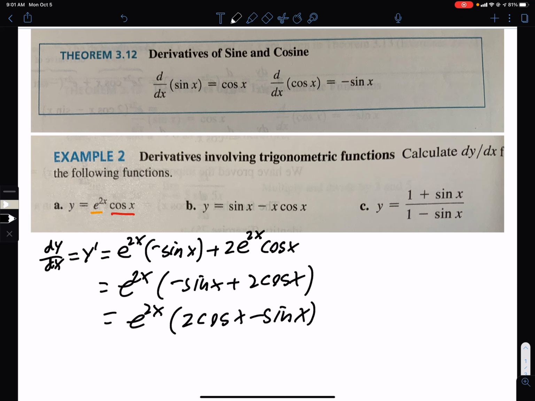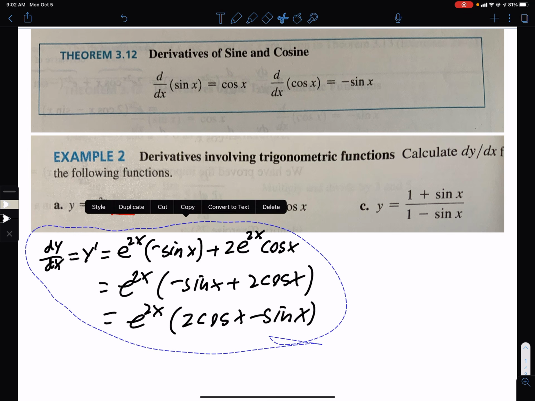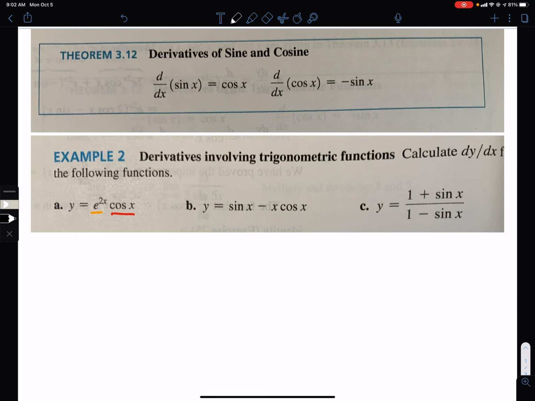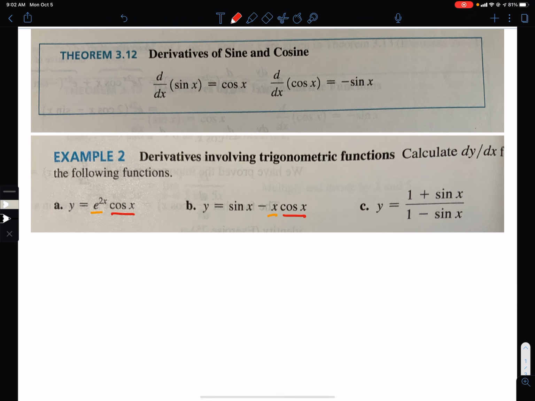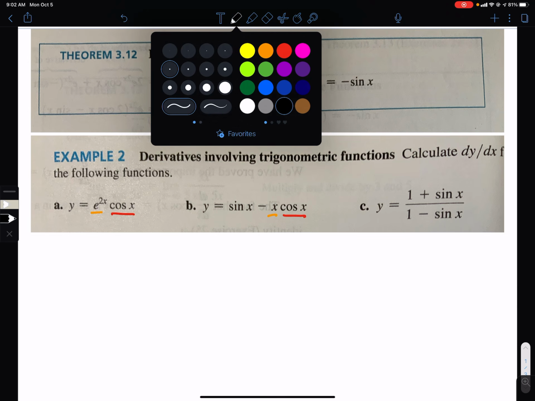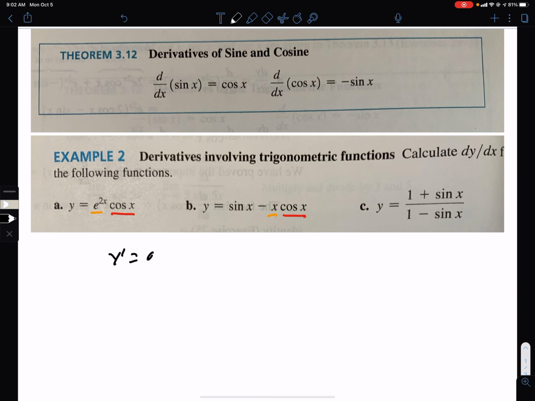So let's do the next one. Let me erase this stuff here. Give myself some room. All right, you will notice another product rule, x times cos x. So you have to use a product rule at that point. So y prime, which is dy/dx, is, now for the first one, I just take the derivative, and you should know derivative of sine is cosine. So that's easy. That's cos x.